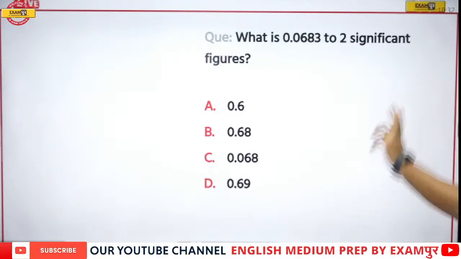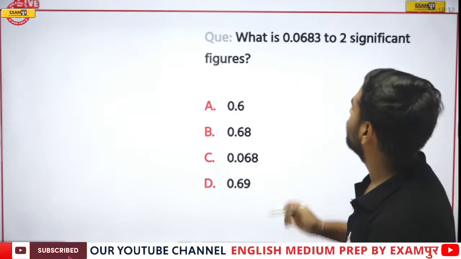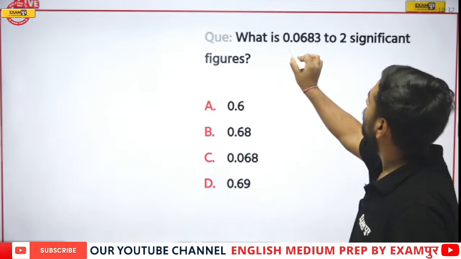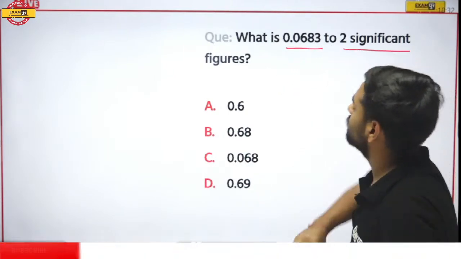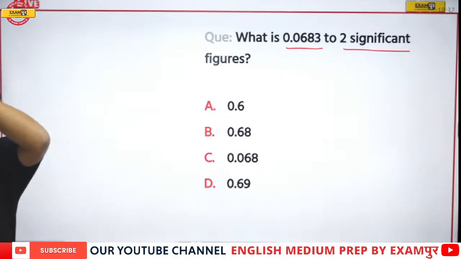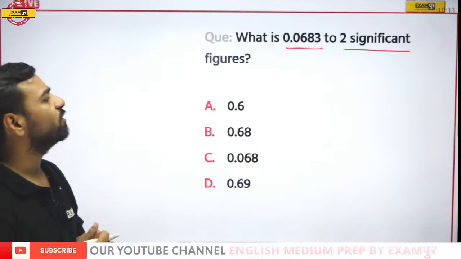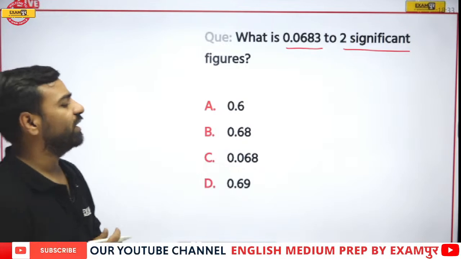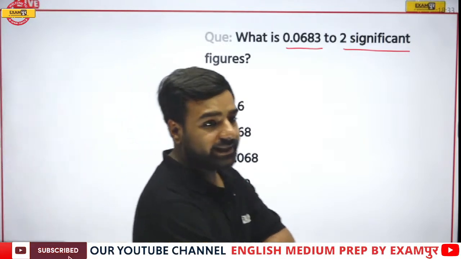Next, here comes the question where there is doubt. I want an answer from everyone for this question. What is 0.0683 to two significant figures? What is going to be the correct answer here? I want an answer from everyone. Waiting for the answer. Just think and then answer.